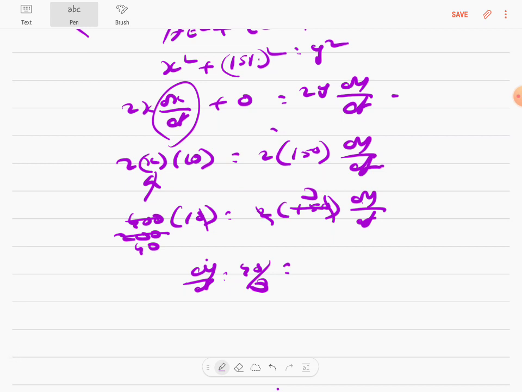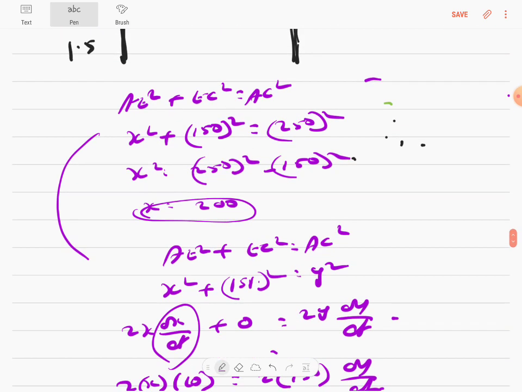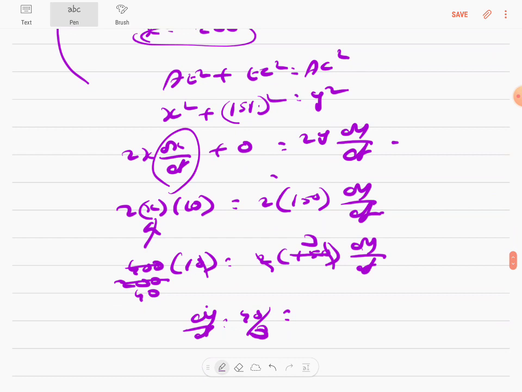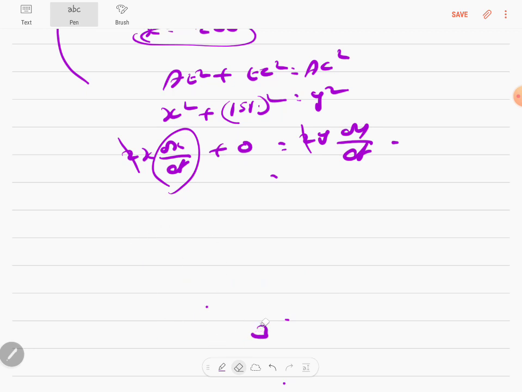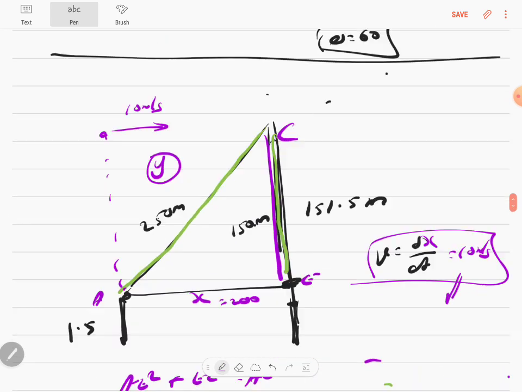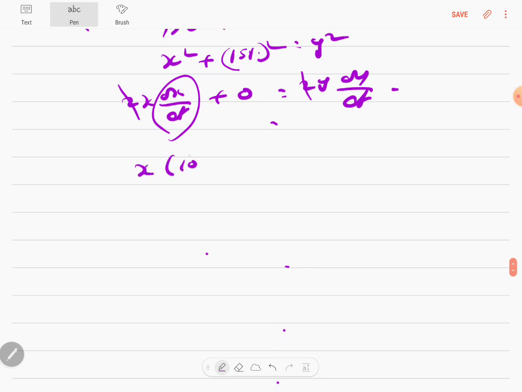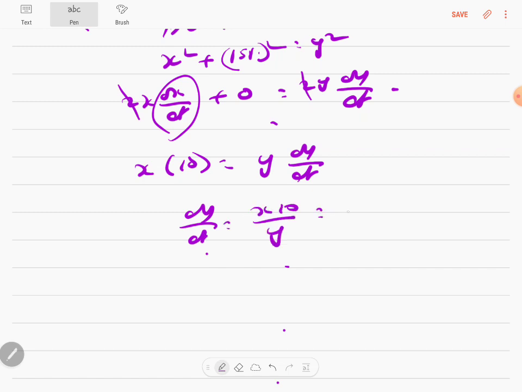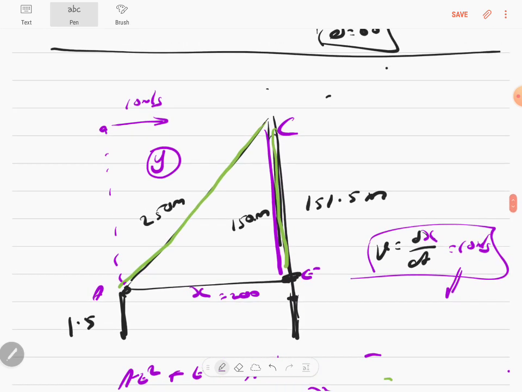It's not correct though. Okay, some mistake somewhere. So let me see. 2x into dx by dt plus 0 is equal to 2y into dy by dt. So then directly 2 and 2 can be cancelled. Supposing you know dx by dt is given to be 10, x into 10 is equal to y into dy by dt. So dy by dt is x into 10 by y. The position of x is 200. You found that out, and y is nothing but 250.